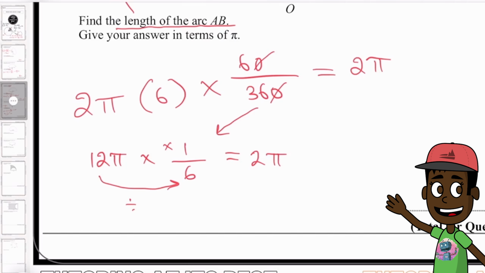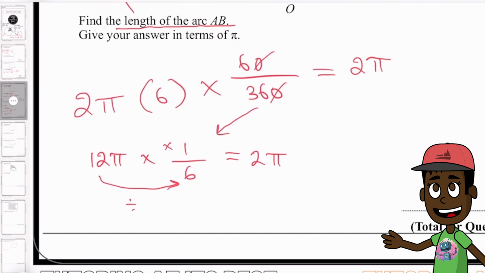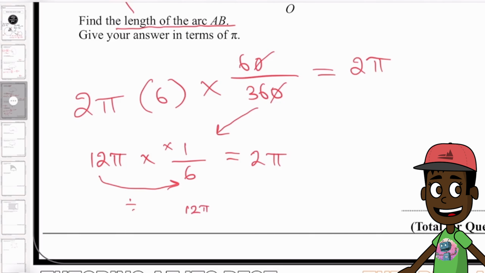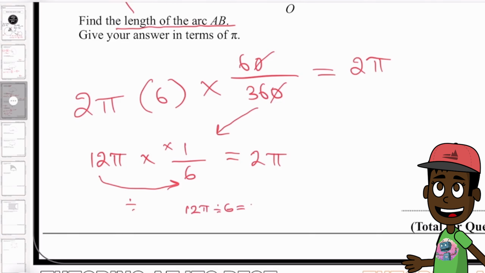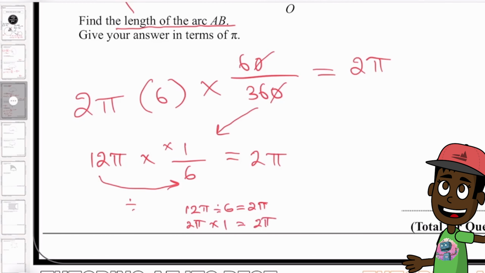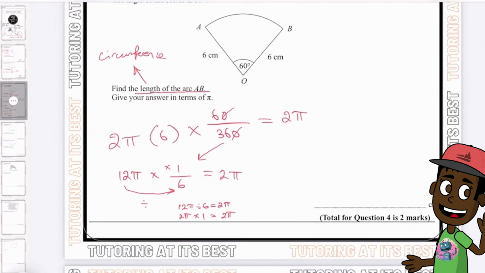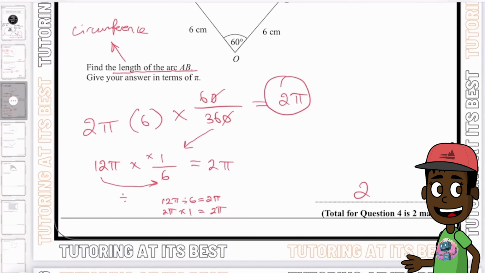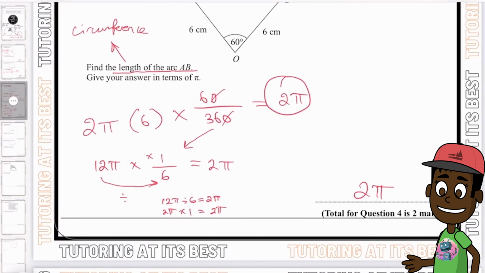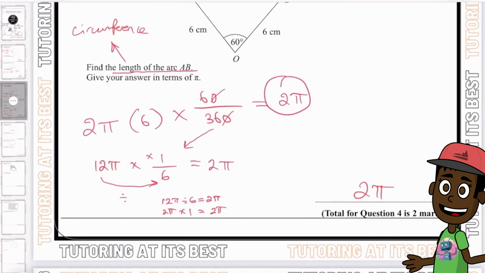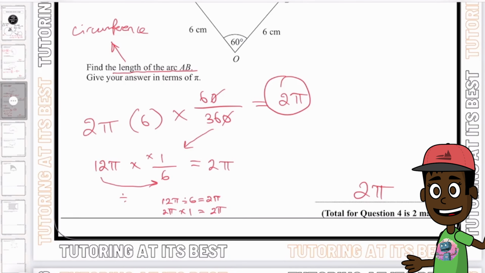So again, remember, this comes under fractions of an amount. We have to divide by the denominator. So again, 12 pi divided by 6 equals 2 pi. And then 2 pi times 1 equals 2 pi, and that is our answer. And that's how I got 2 pi. But again, you can use a calculator here. This is just for me to give you an extra piece of information.